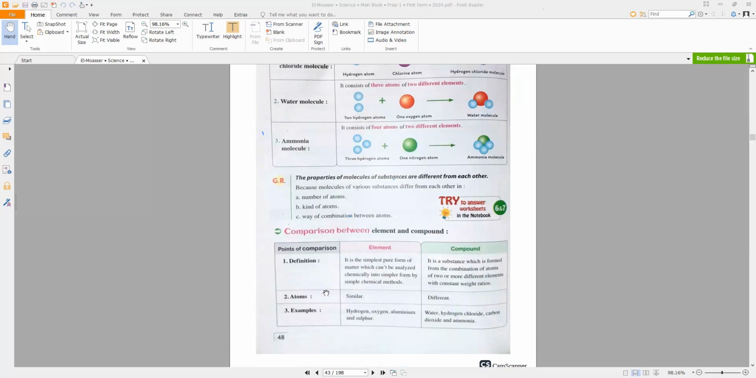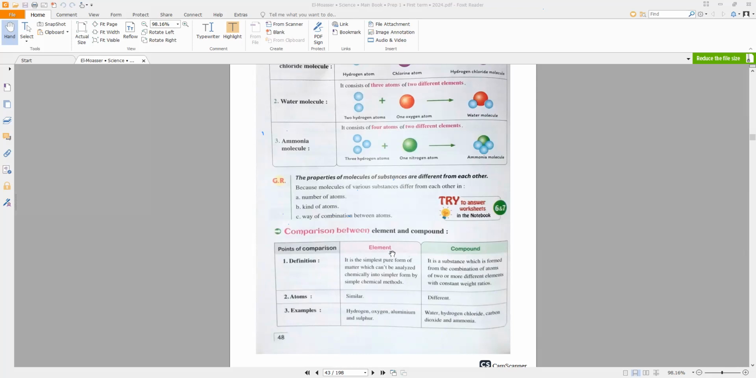In an element, the atoms are similar, but in a compound they are different. Examples of elements: hydrogen, oxygen, aluminum, silver, gold, iron. Examples of compounds: water, hydrogen chloride, carbon dioxide, and ammonia. Carbon dioxide consists of carbon with oxygen, one carbon atom and two oxygen atoms, so it is a compound. A compound is formed from atoms of different elements.